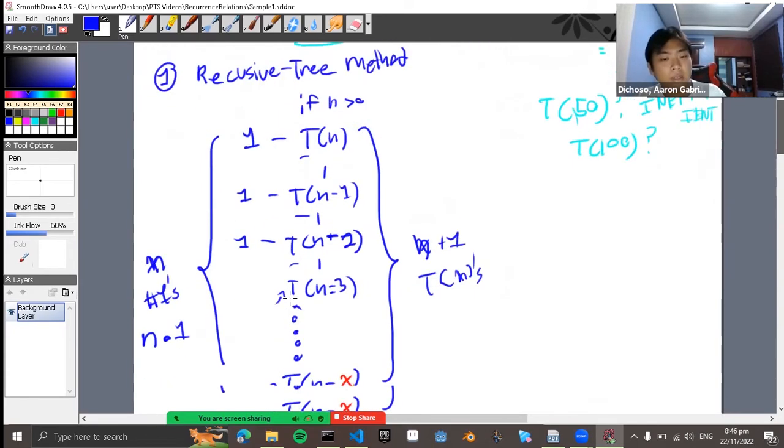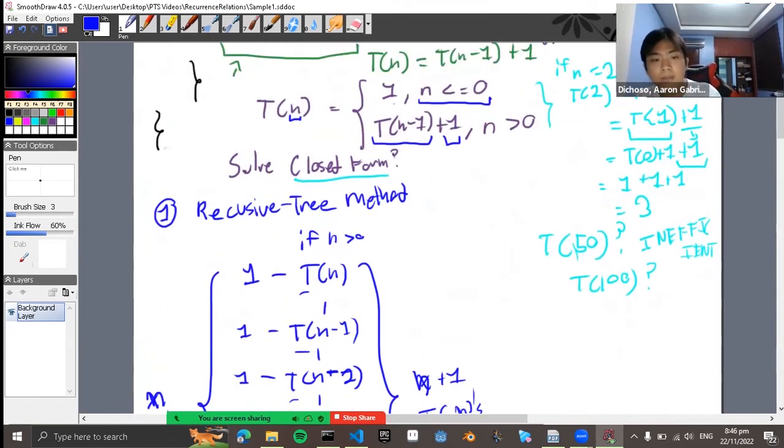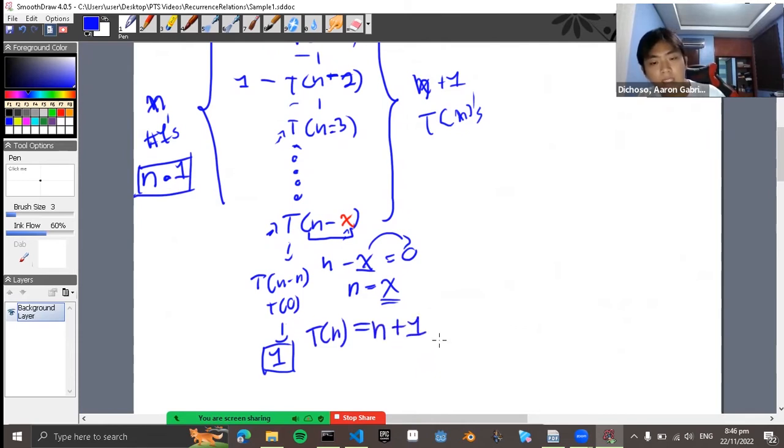Now, as we can see here, t of n minus x will become t of n minus n, which is t of 0. And what is t of 0? T of 0 here is 1. So this would give out a 1. Now we just add up both components together. We have n times 1 here and a 1 here. So that means our t of n is equal to n plus 1. And that is just our closed form.